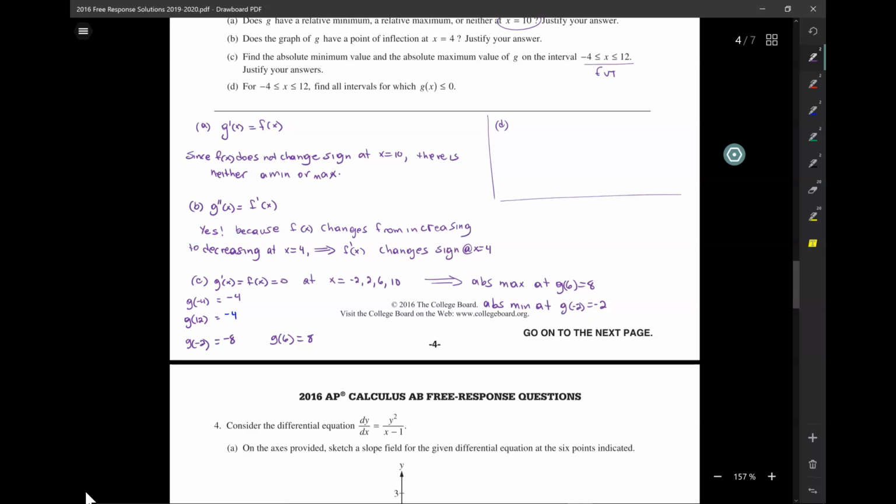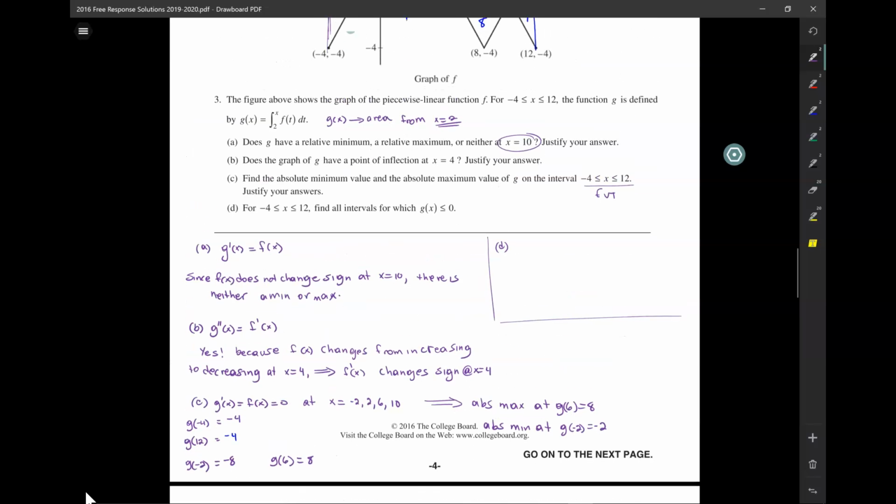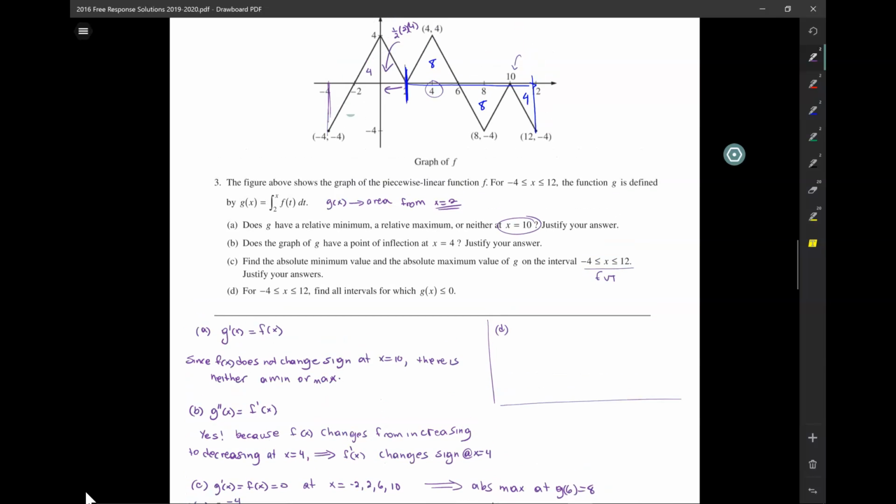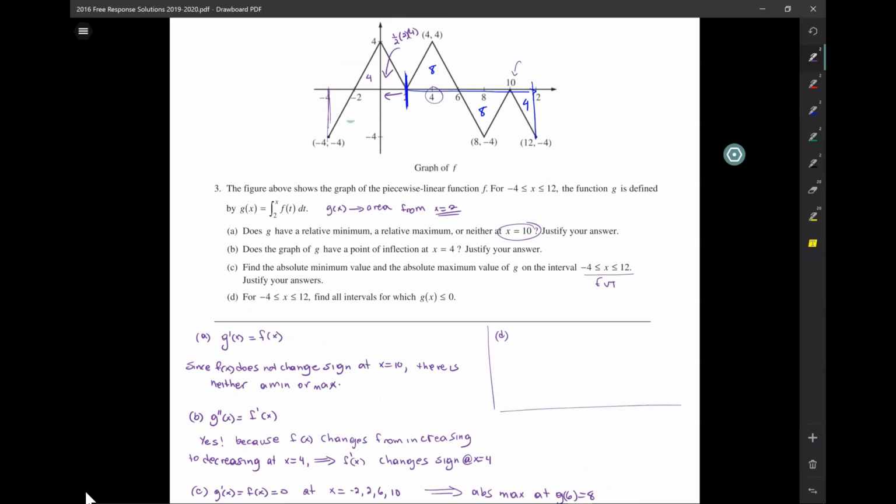D. Find all intervals for which g of x is less than or equal to 0. Right? And again, we're just going to scan, do the same thing. My starting point is negative 2, and it says when it's less than or equal to 0. Okay? So, starting at negative 2, if I start moving to the left, our area is negative, negative, negative, and then here it's still negative, right? So it's negative in the region from negative 4 to 2.